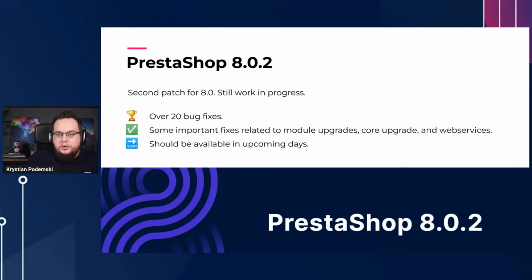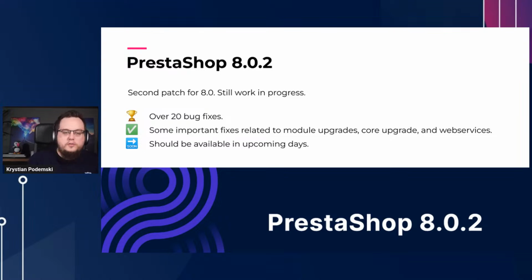I have a couple of news for you today. First things first, a little news about PrestaShop 8.0.2, because we are a little behind schedule when it comes to the patch releases for PrestaShop 8.0. The second batch for PrestaShop 8 is still in the works. There are still some tiny details to be solved so we can release the new version. But good news is that this release fixes over 20 bugs that were spotted by the community and by our QA team from the project.